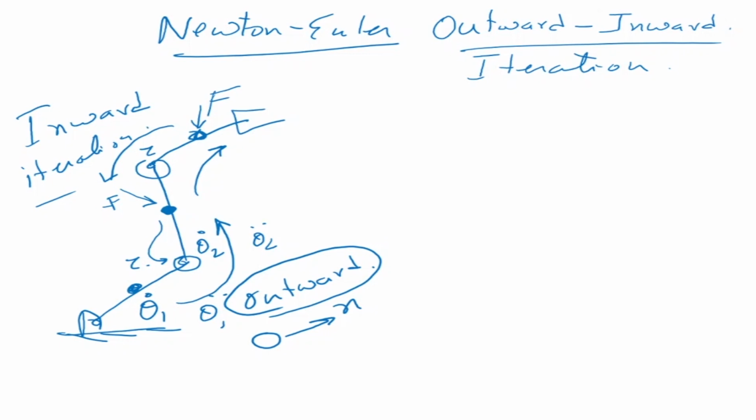We saw the velocity propagation in the last class. I think when we talked about velocity and static forces, we looked at the velocity propagation. Now let us look at the acceleration propagation. So let's first look at the outward iterations. That means from frame 0 to frame n, how the velocities are moving outward.